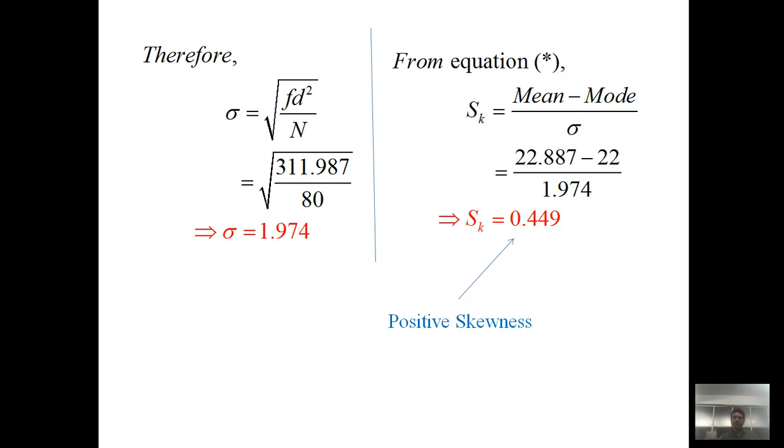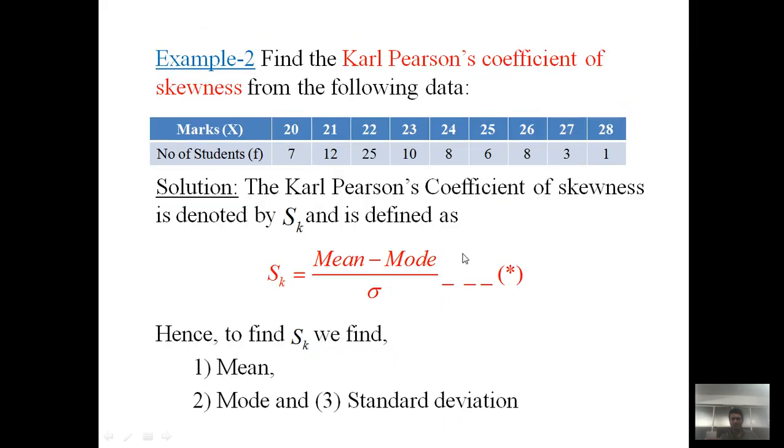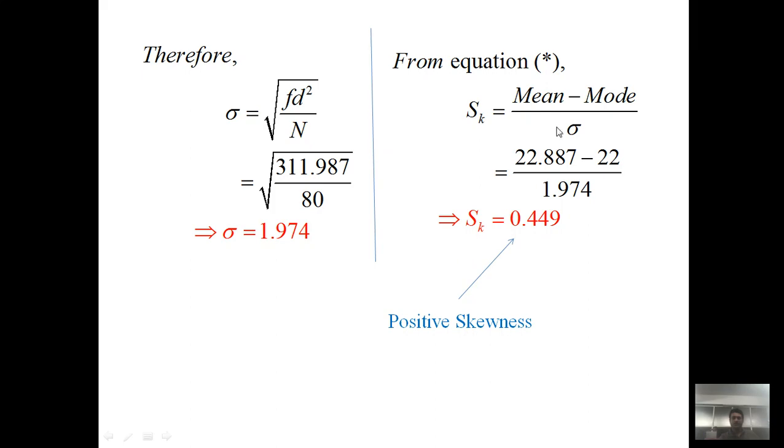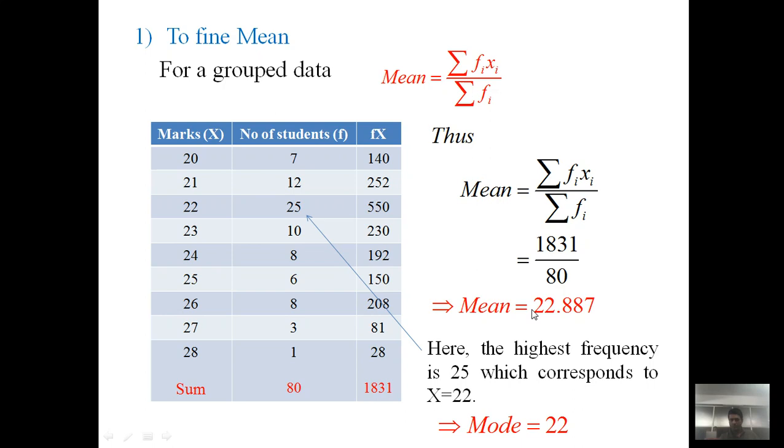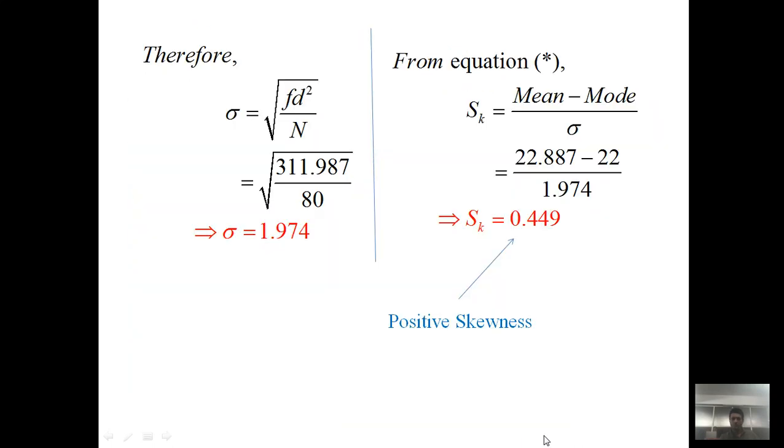So we have obtained all three quantities: mean, mode, standard deviation. So plug in all these values in our equation star. We get mean 22.887, mode 22, and the standard deviation 1.974. By simplifying this, we get the coefficient of skewness as 0.449, and again the skewness coefficient is greater than 0, so we say that it is a positive skewness.